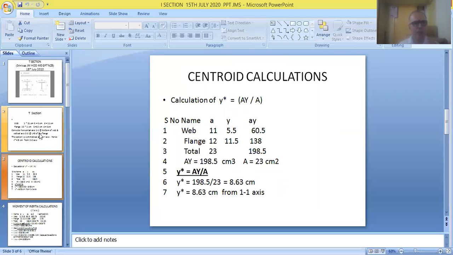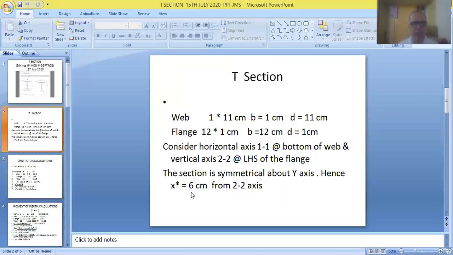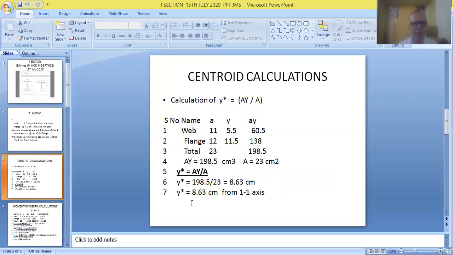So X bar is obtained as 6 centimeter. This is the first answer, my dear friends. And Y bar is obtained as 8.63 centimeter from 1 axis in the vertical direction. So this is called the second answer.